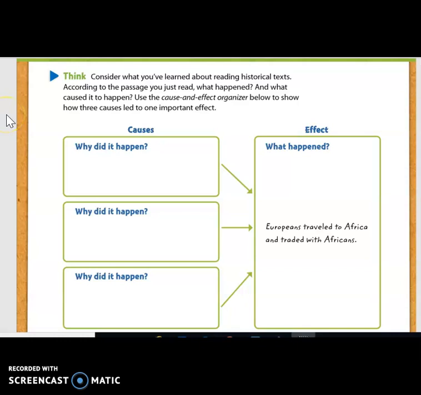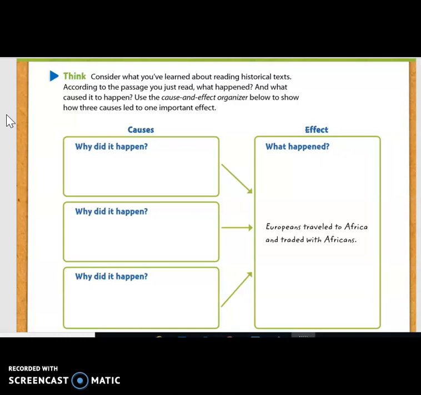Okay, now that we have reviewed what cause and effect is, we are going to fill out this cause and effect graphic organizer. It says, consider what you've learned about reading historical texts. According to the passage you just read, what happened? And what caused it to happen? Use the cause and effect organizer below to show how 3 causes led to one important effect. So we're looking for 3 causes.